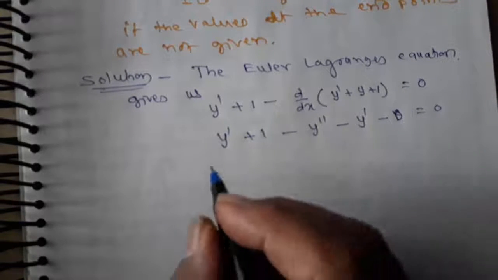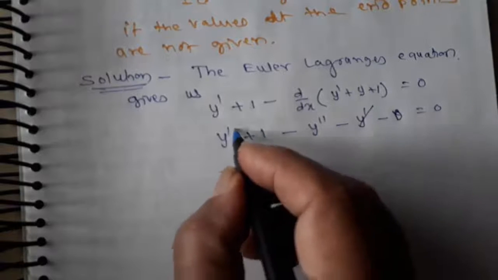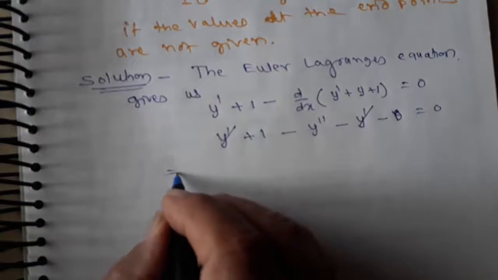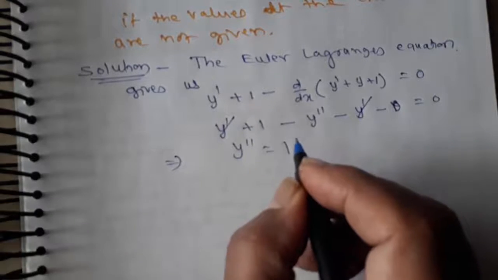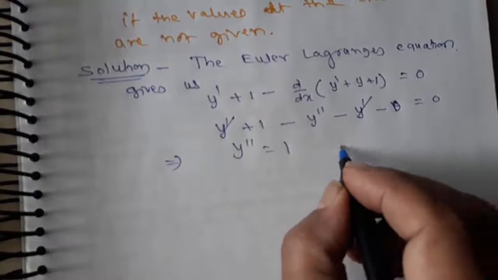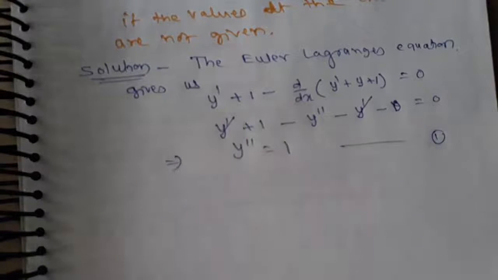The derivative of 1 is 0. y' and minus y' cancel. This implies that y'' equal to 1. This is equation 1.